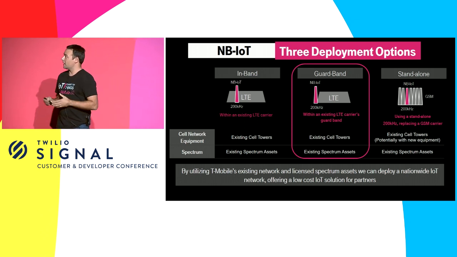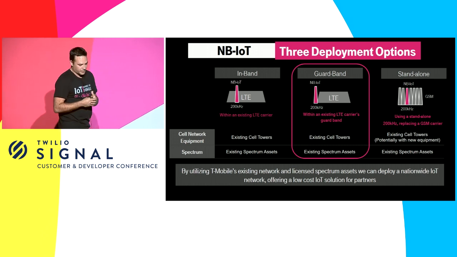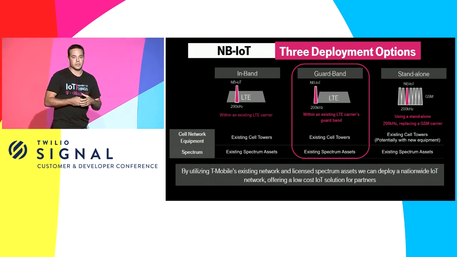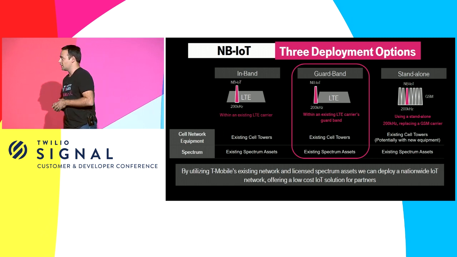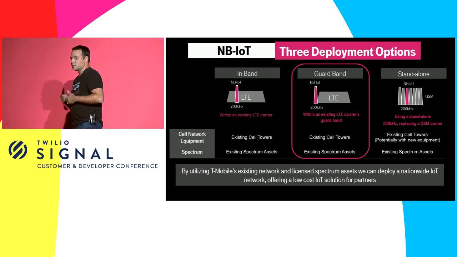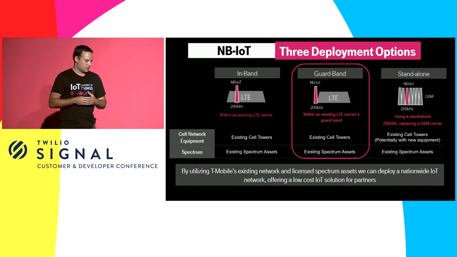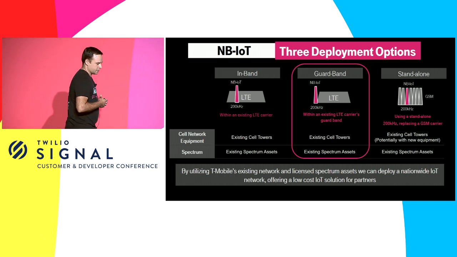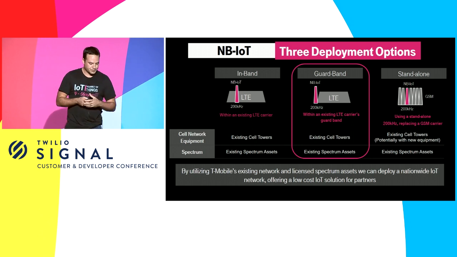The last one is standalone. Standalone is a nice deployment option. However, we may need to deploy new radio equipment to run this technology. So again, we can use this technology, and we have a little bit more coming in maybe the later or the earlier parts of next year, which we might use standalone, but the preferred mode of deployment for T-Mobile is guard band deployment.